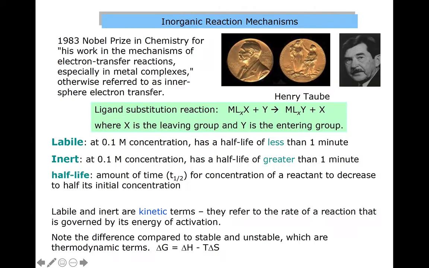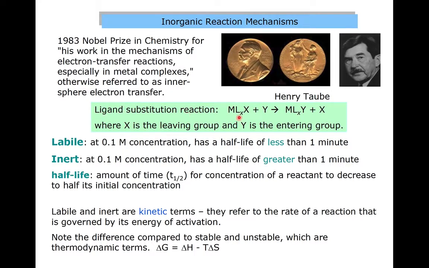All right, now let's talk a bit about metal preferences for how quickly chemical reactions happen with these transition metal complexes. The 1983 Nobel Prize was for Henry Taubé's work on mechanisms for electron transfer at metal complexes. And he also worked out how the d^n electron configuration affects the rate of ligand exchange.